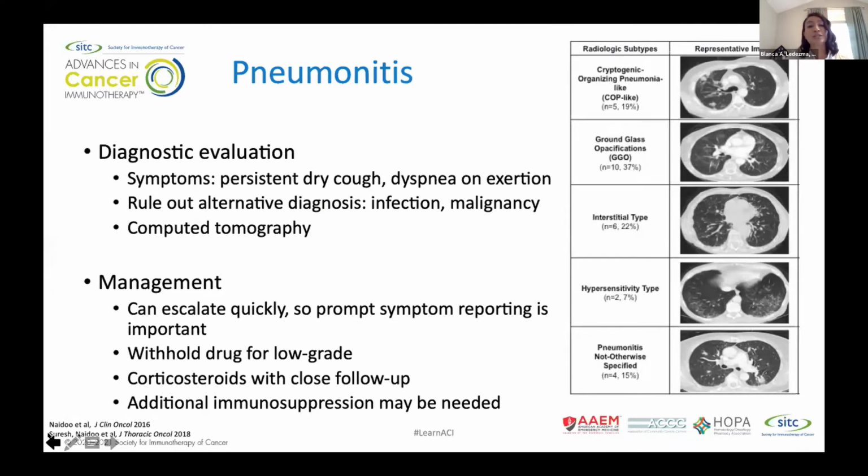Management, how do we manage our patients? We do want to start them on corticosteroids based on the grade, but if a patient has a low grade, we can monitor them and see how they do. And again, grading is critical so that we determine where they're at and if we want to monitor or initiate corticosteroids. And we may need to add additional immunosuppression if the patient is not having the appropriate response.